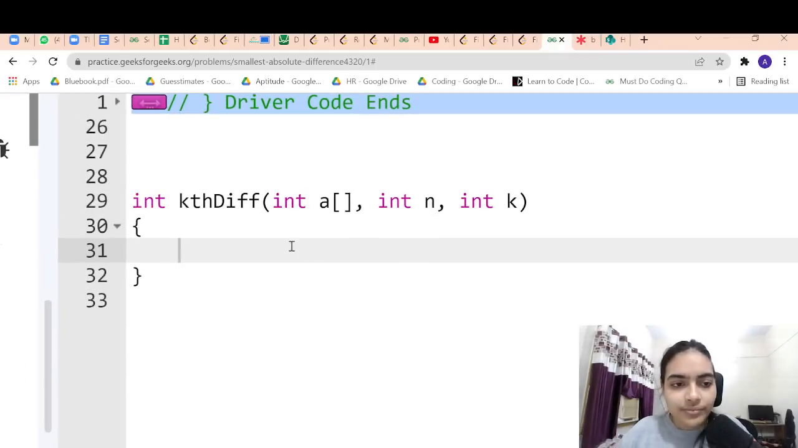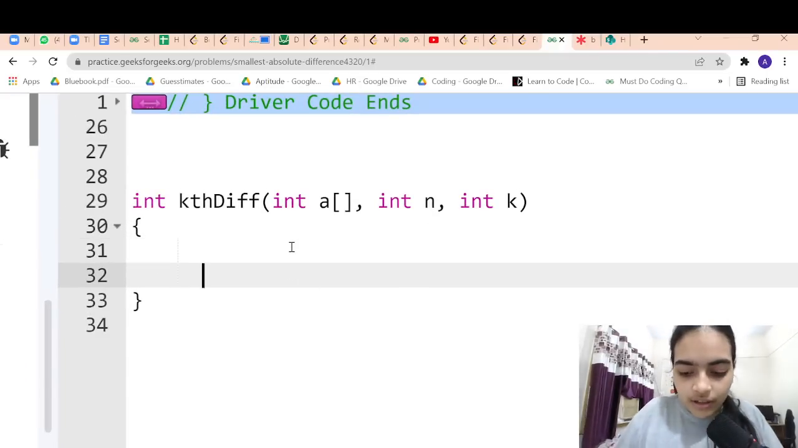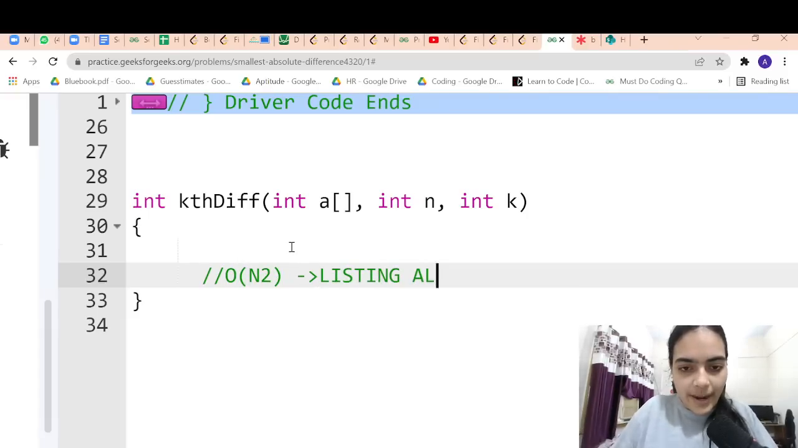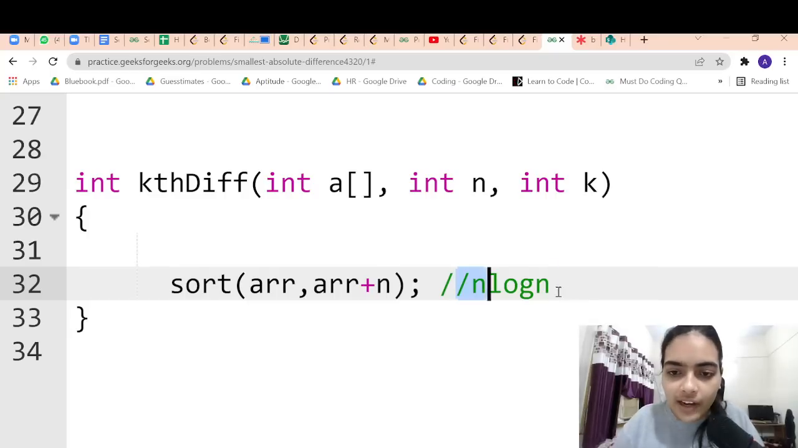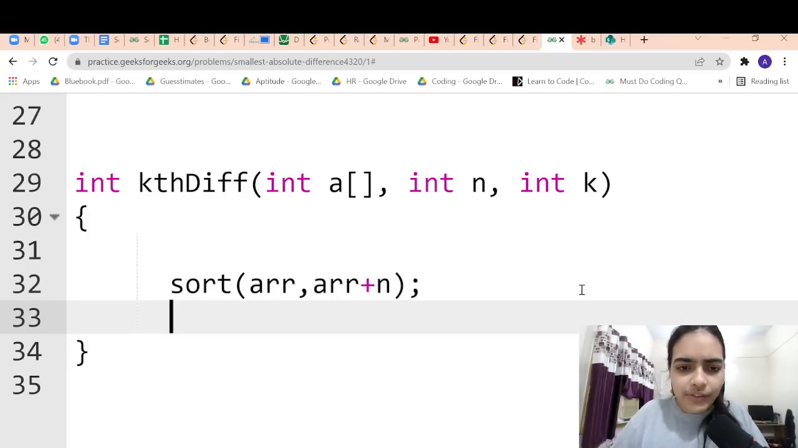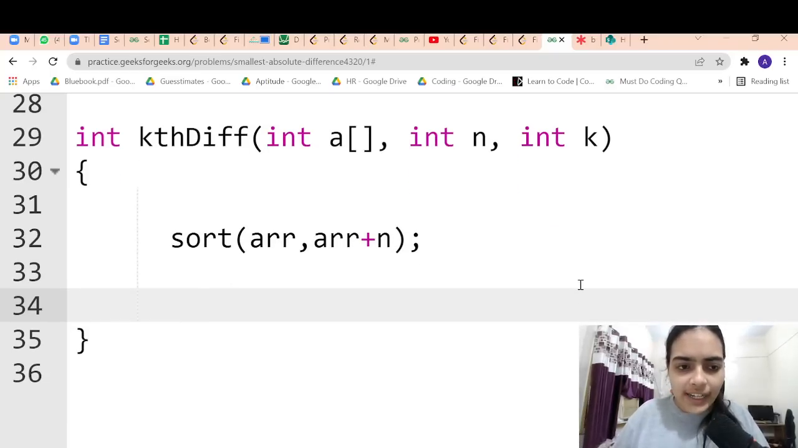So what we did, let's start from the very beginning. See, the brute force approach is O of n square, which is listing all pairs. So we are not going to do this, rather first of all we are going to sort the array. Sorting the array is just n log n, and the time complexity of this entire algorithm is also n log n only. Now we are going to apply binary search.